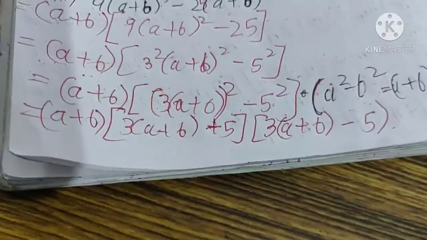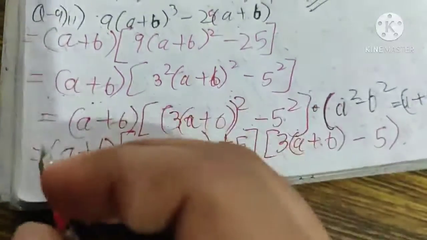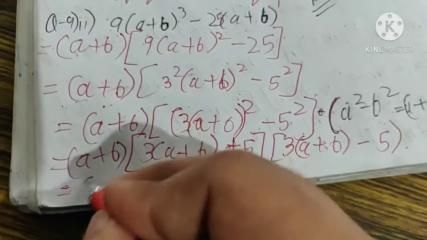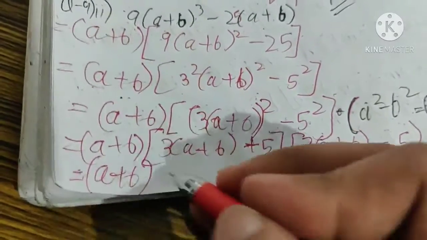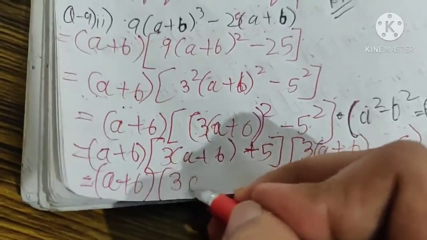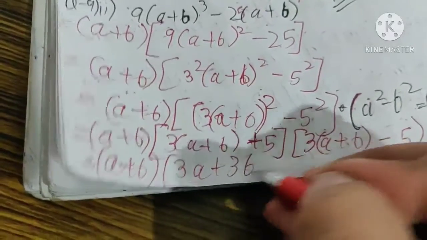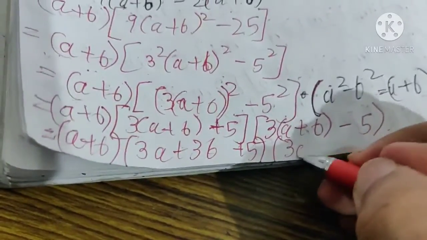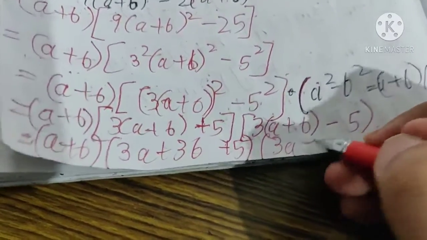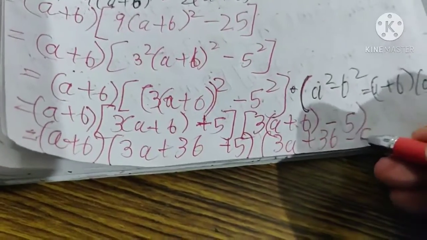Okay. If we try to further simplify it, we don't need a bracket inside a bracket. So what will we do here further? We'll open up the bracket inside the bracket. This is a plus b. This is 3a plus 3b plus 5. This is 3a plus 3b minus 5.